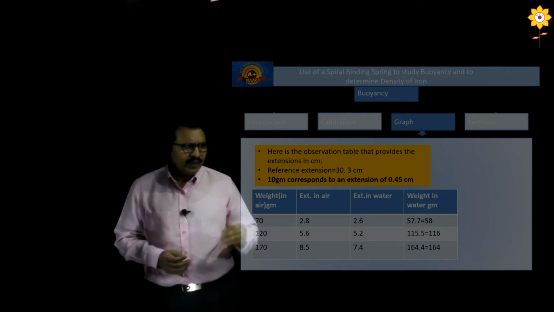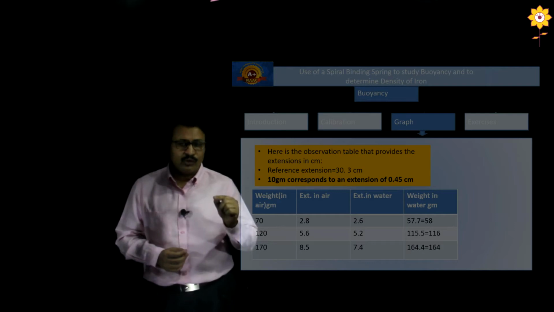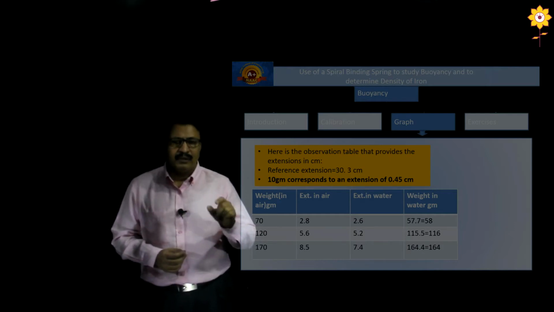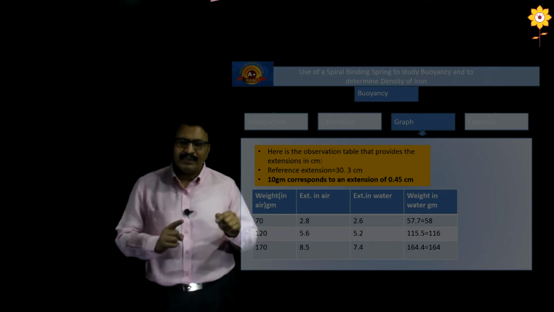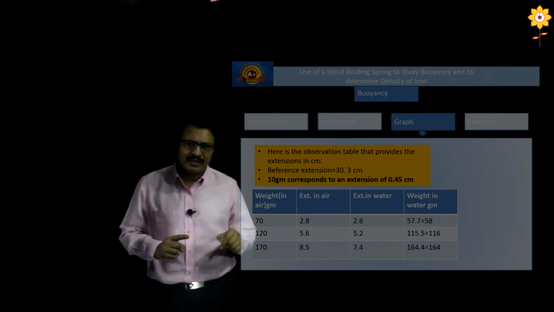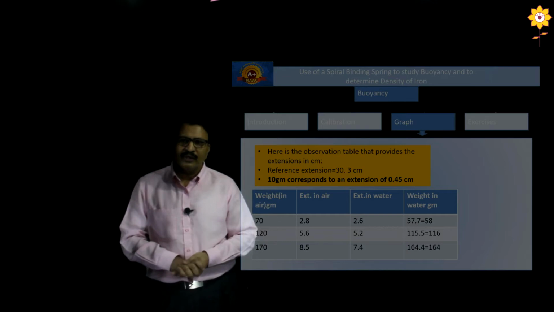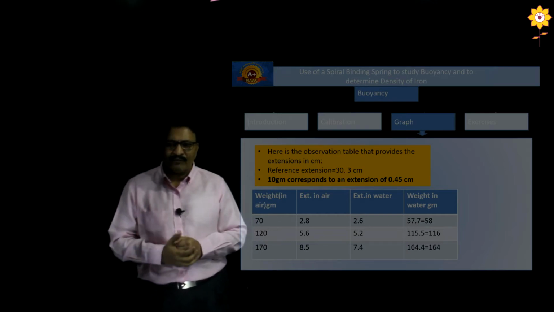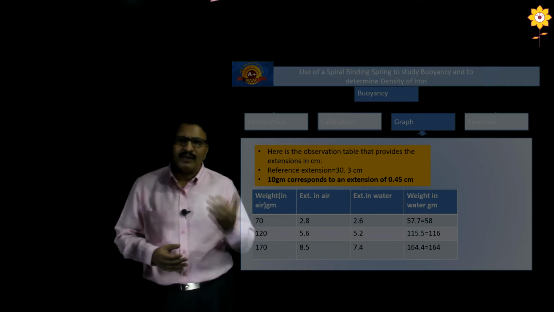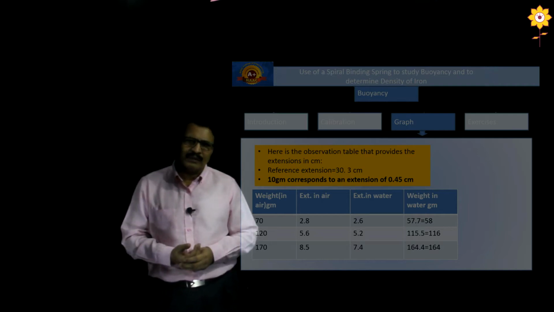Whenever I suspend the same weight in water, the extension is always less than for the same weight in air. And this of course proves the upthrust, and this is happening because of the upthrust or the buoyant force that is exerted by the liquid.